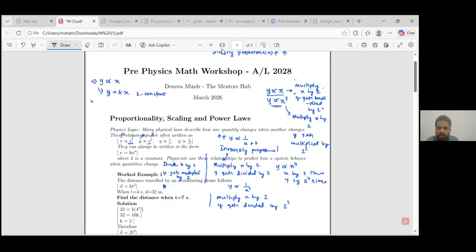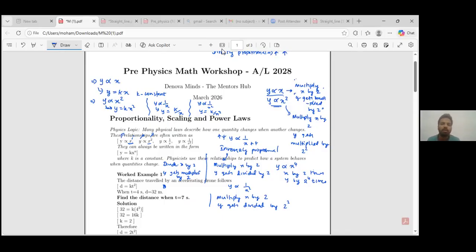So if I say y is proportional to x to the power 2, then y is equal to kx squared. Or if y is proportional to 1 over x, then y equals k times 1 over x, which will be k over x. If y is proportional to 1 over x squared, y equals k over x squared, right? So this is what you'll get. You should have this idea also.